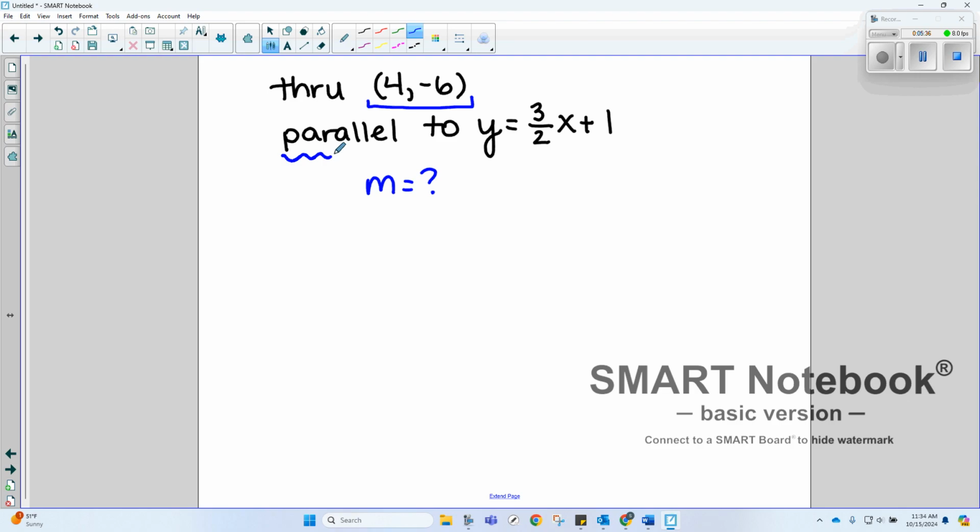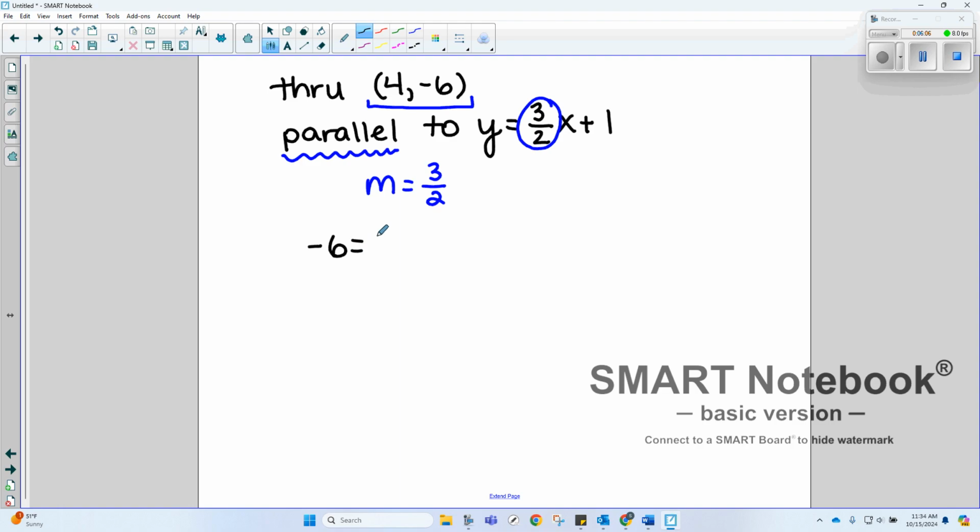I do, however, know the relationship of the slopes of parallel lines. If two lines are parallel to each other, then they have the same slope, which means all I care about from this equation is its slope. Okay. The slope of the line y equals 3/2 x plus 1 is 3/2. And if I want to be parallel to that line, then I need to use 3/2 as well.